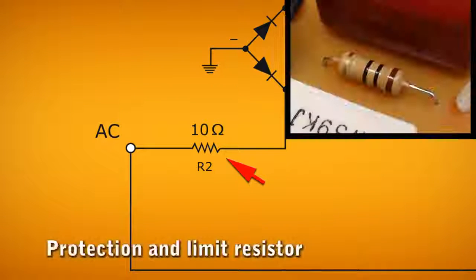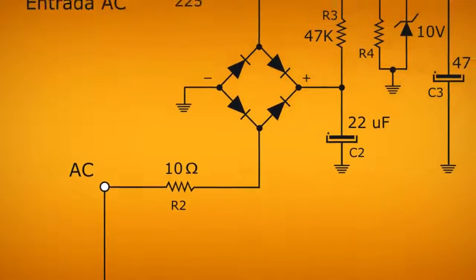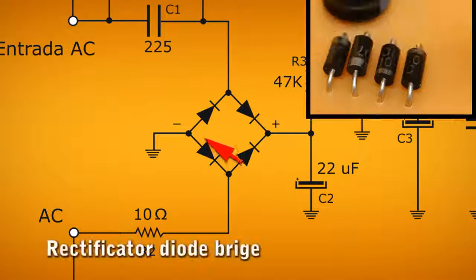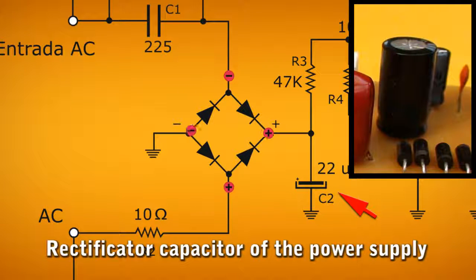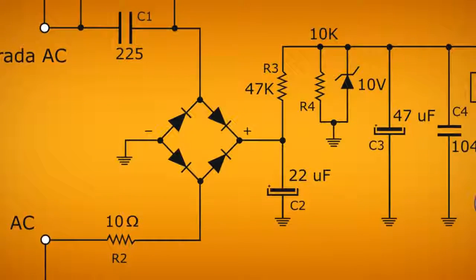In the other input of the public network, there is a 10 ohm resistor, which works as a fuse and also helps to limit the current. After the current passes through the capacitor and the resistor, it reaches a diode bridge, which is responsible for separating the positive and the negative half cycles, and then they are rectified by a capacitor, converting alternating current into direct current.